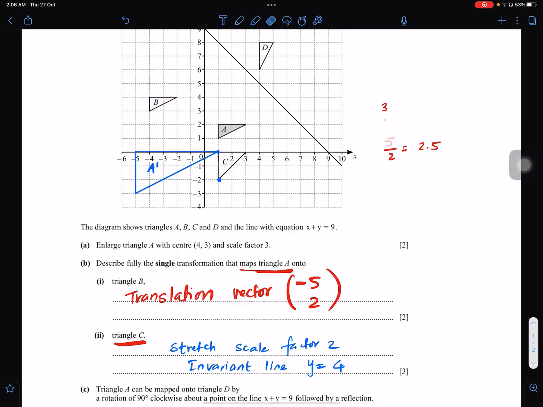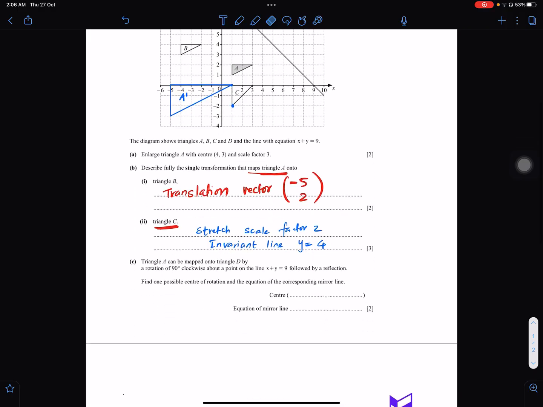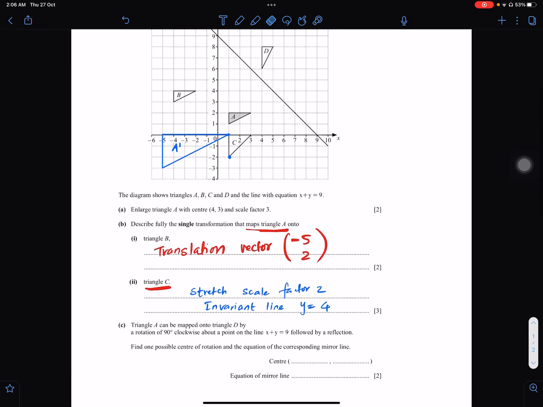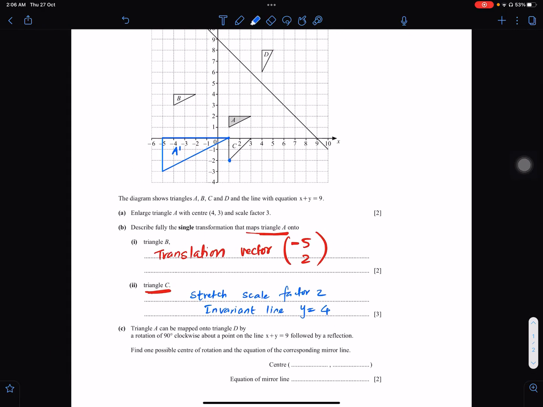Done. Let me erase this part. Now the next part of the question is that a triangle A can be mapped onto the triangle D. So we are trying to map A to D, which seems to be like a rotation, but let's read the problem.